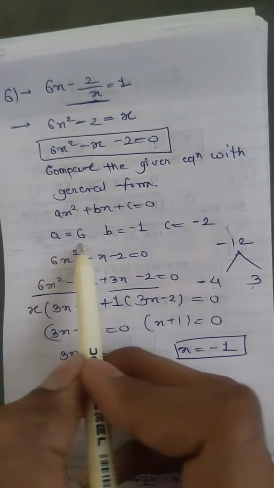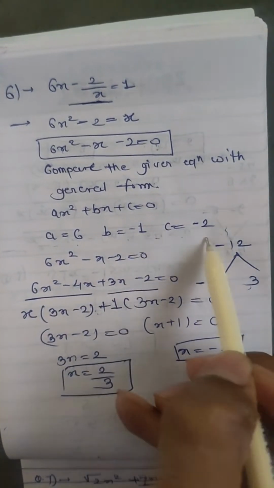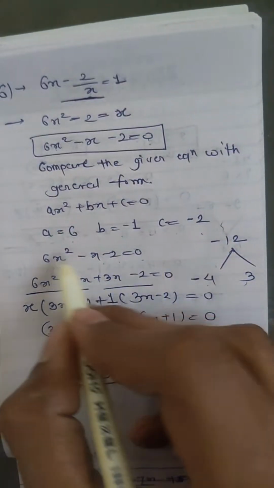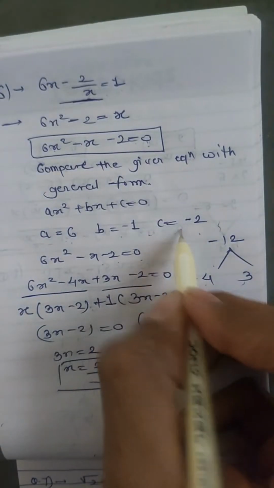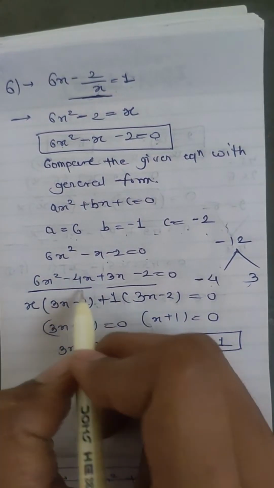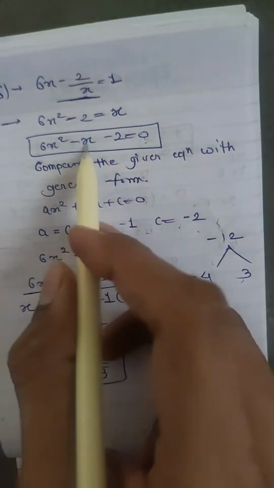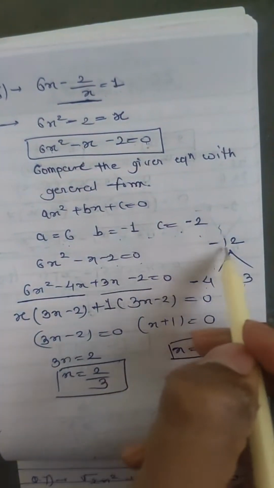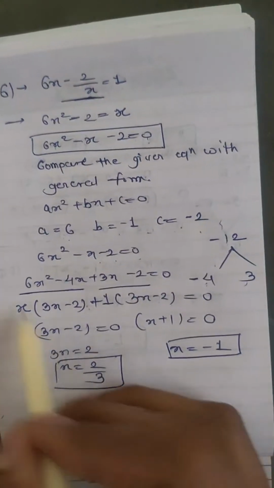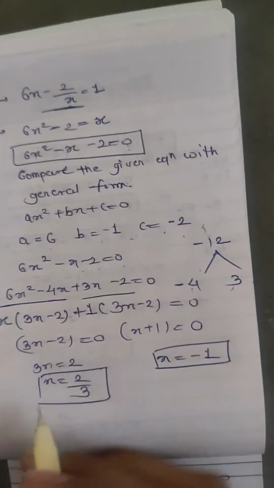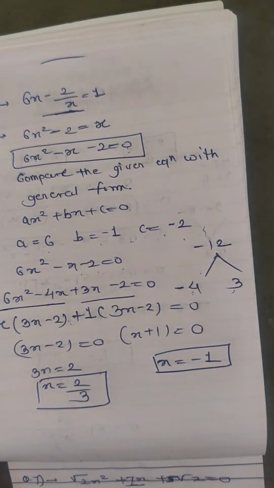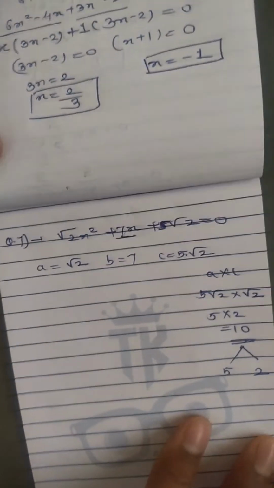We get the values of a is equal to 6, b is equal to minus 1 and c is equal to minus 2. So 6x square minus x minus 2 is equal to 0. So we have to multiply a and c, and we have to find the two numbers whose sum has to be minus 1 and the product has to be minus 12. So the two numbers which we get are minus 4 and 3. After doing all the calculations, we get the value of x is equal to 2 by 3 and x is equal to minus 1 here. So next the question which we are solving is question number 7.